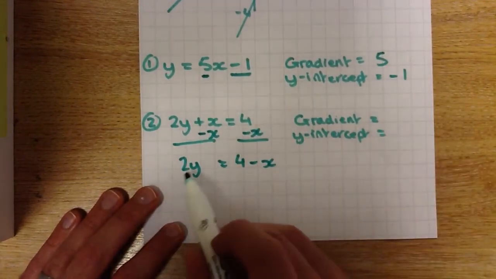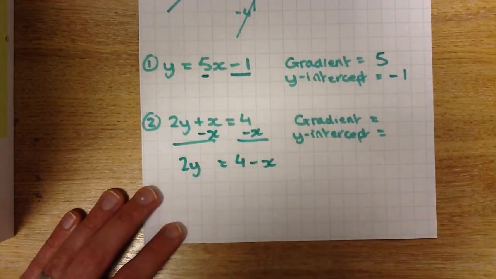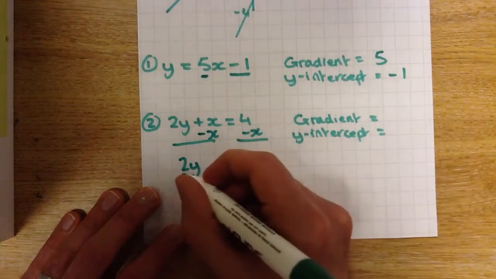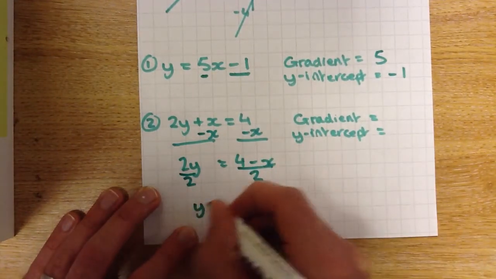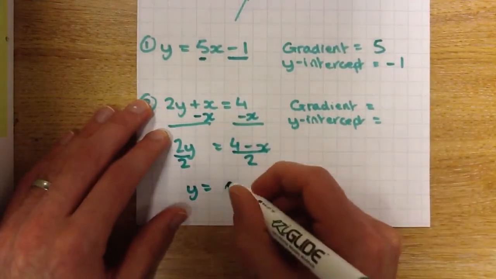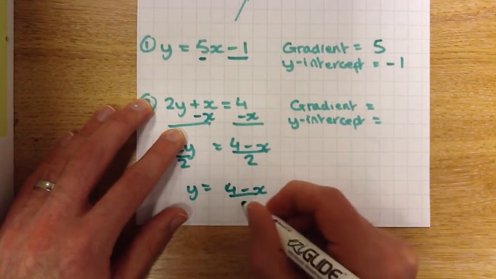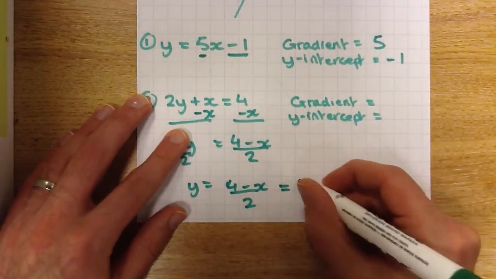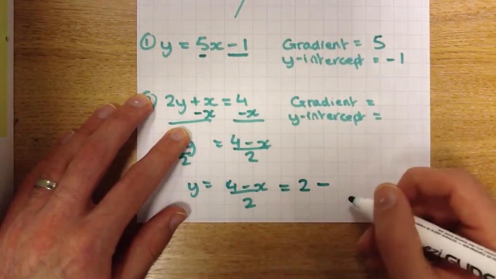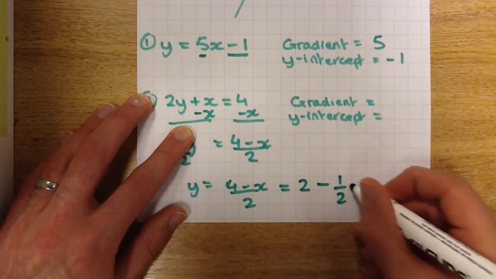And then to undo 2y and get y by itself, I need to divide by 2. So divide both sides by 2. So I get y equals 4 minus x all divided by 2, which I could write as 4 divided by 2, which is 2, minus x divided by 2, which is half of x.